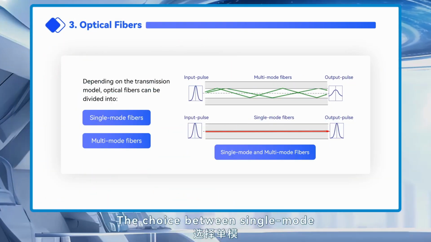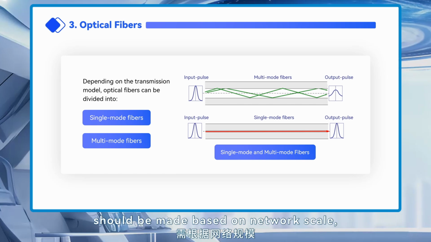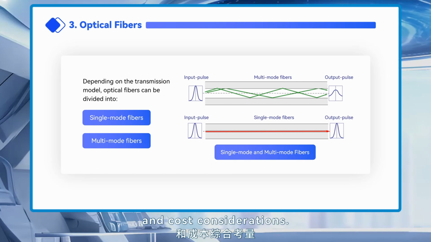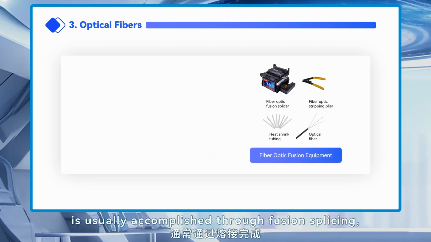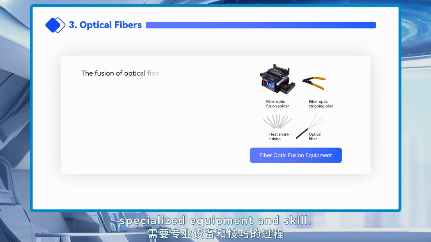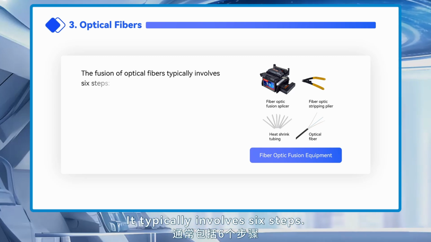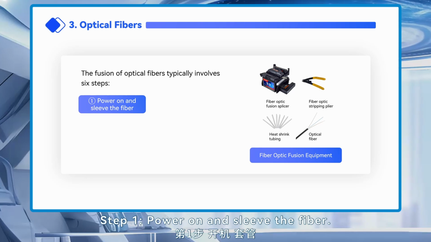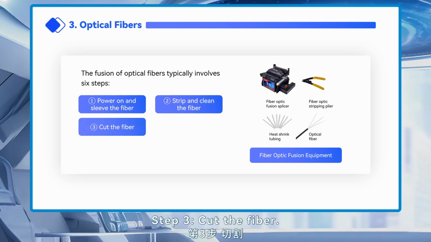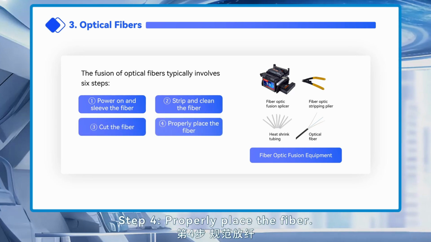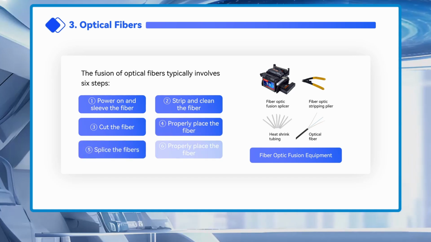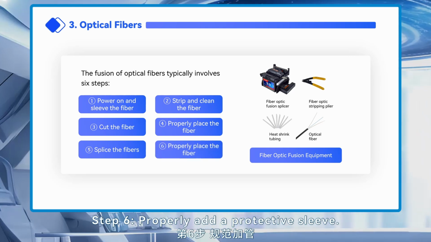The choice between single-mode or multimode fibers should be made based on network scale, transmission distance, bandwidth requirements, and cost considerations. The connection of optical fibers is usually accomplished through fusion splicing, a process that requires specialized equipment and skill. It typically involves 6 steps. Step 1. Power on and sleeve the fiber. Step 2. Strip and clean the fiber. Step 3. Cut the fiber. Step 4. Properly place the fiber. Step 5. Splice the fibers. Step 6. Properly add a protective sleeve.